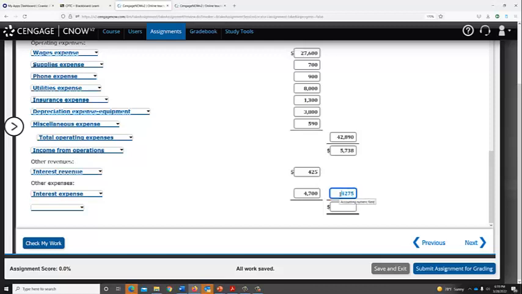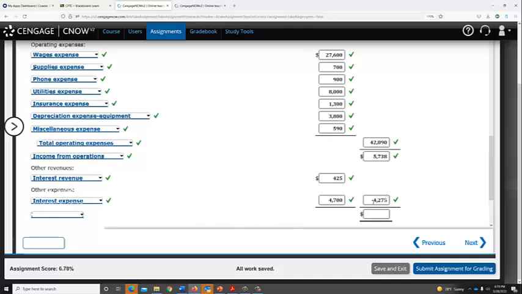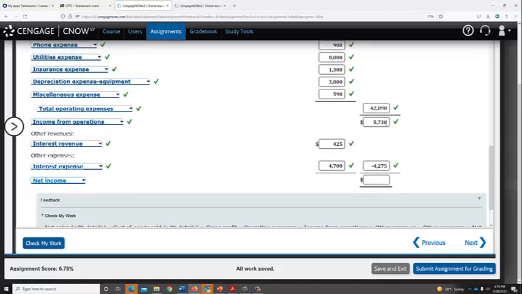Let me see if it'll take a minus. I'm not sure about that. Yep, it did want the minus. Okay, and then our bottom line, or our net income, is $57.38 less the $42.75, which comes up with a net income of $14.63.